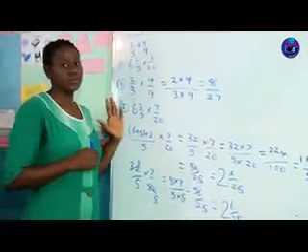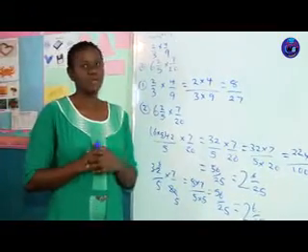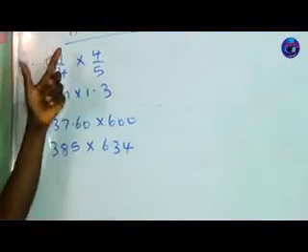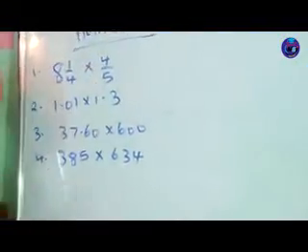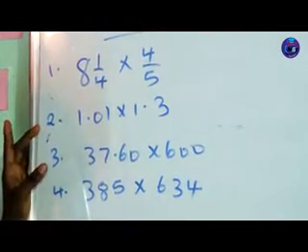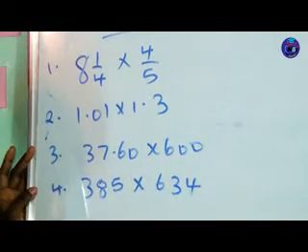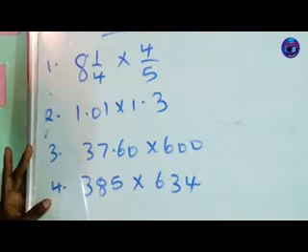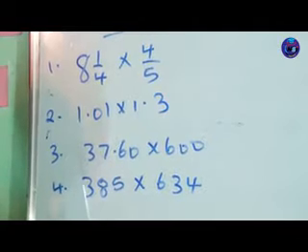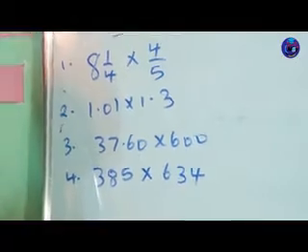I hope you understand this. Now I'll give you some questions to attempt and you won't find them difficult. Questions. Number 1. 8 whole number 1 over 4 times 4 over 5. Number 2. 1.01 times 1.3. Number 3. 37.60 times 600. And number 4. 385 times 634.